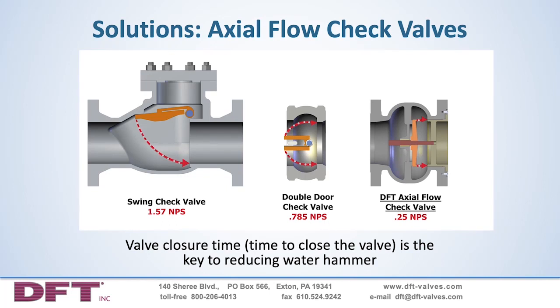The axial flow design actually travels in a straight line, and so from full open to full close, it covers a distance of only 0.25 times the nominal pipe size. Even a swing check with an external mechanism of some sort to force the valve closed before flow reverses has to travel 6 times faster to cover the shorter distance that the axial flow check valve covers. The double door has to only travel 3 times faster to go from full open to full close in the same amount of time as the axial flow valve.